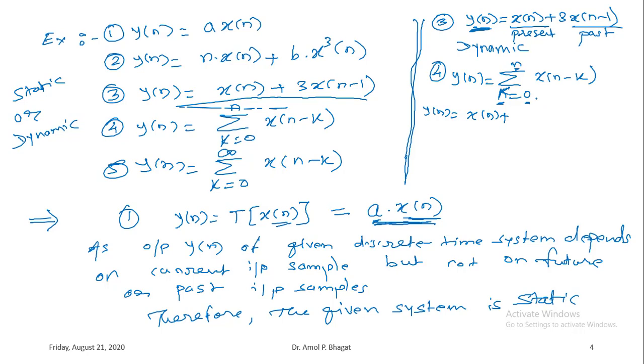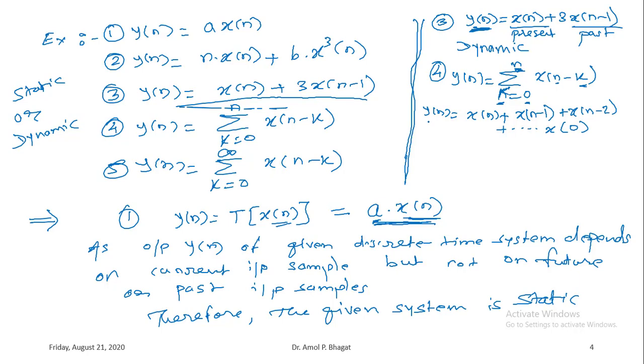So it will be x of n minus 1 plus x of n minus 2 plus and so on. The last value of k is n, so it will be simply x of 0, because it will be x of n minus n.